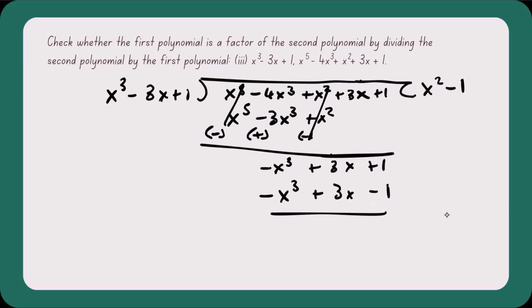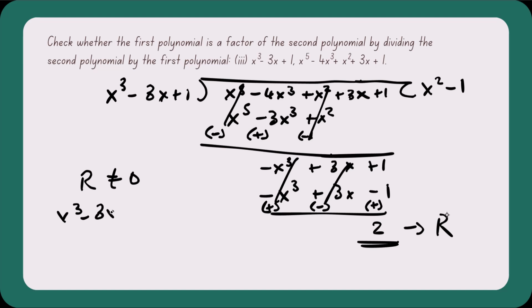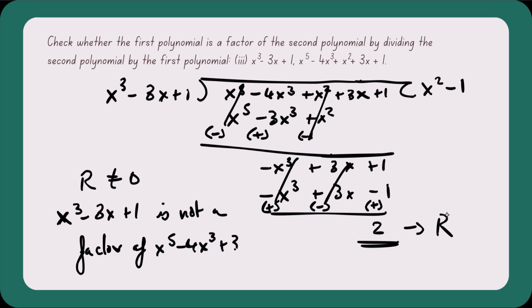Now cancel it out. What happens? This will become plus, this will become minus, this will become plus, right? So this will cancel, this will cancel. What's your final answer? 2. So the remainder is 2. Is it divisible? No. Remainder is not 0. If remainder is not 0, I can say x cube minus 3x plus 1, or you can write this is equal to g of x, then say g of x is not a factor. We can directly write is not a factor of x raised to 5 minus 4x cube plus 3x plus 1. So you have to state that, okay?